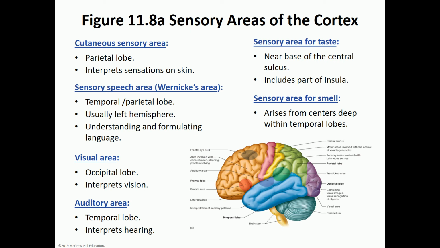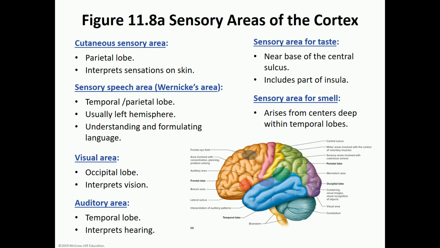I can still hear other languages using my temporal lobe. Okay, that's the auditory area, but I do not understand it. I cannot speak it. I cannot formulate a sentence using those languages, which means again that I do not have that software. So in order to learn how to understand and speak a language, you would need the software in the Wernicke's area. That is known as your sensory speech area. Okay, because we'll learn that there's a motor speech area. So know that the sensory speech area found in the temporal and parietal lobe is responsible for understanding and formulating language.